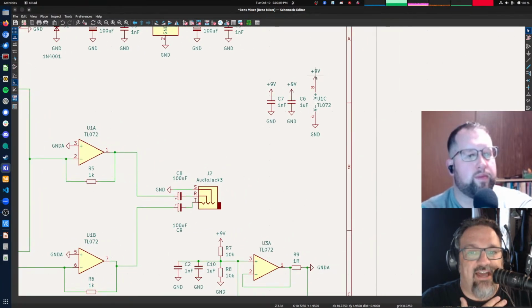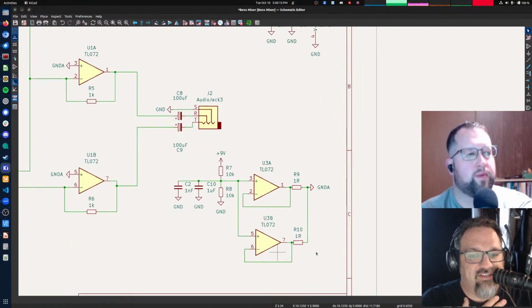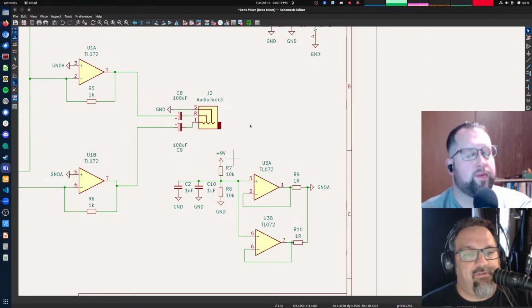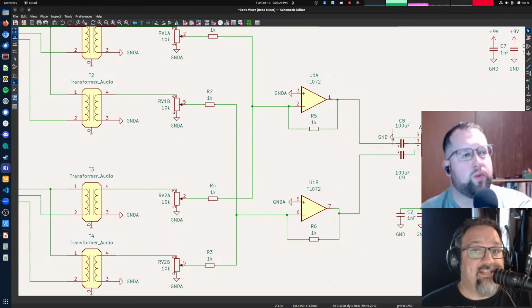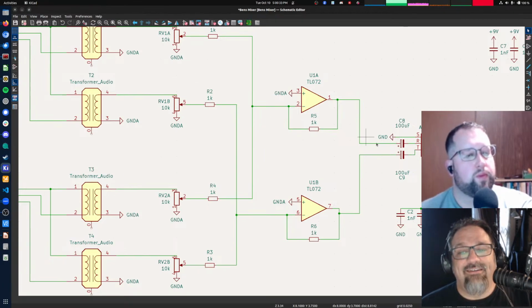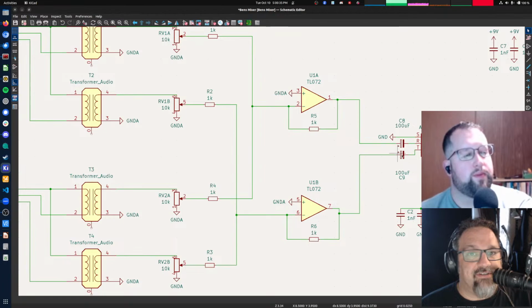So that positive 9 would stay there. I would change that to a negative 9. And then I would get rid of all of this because we don't need that to generate our fake ground. And I would change all of these analog ground references to our real ground. I would change them back to just GND. Okay? And then we could even get rid of these capacitors.